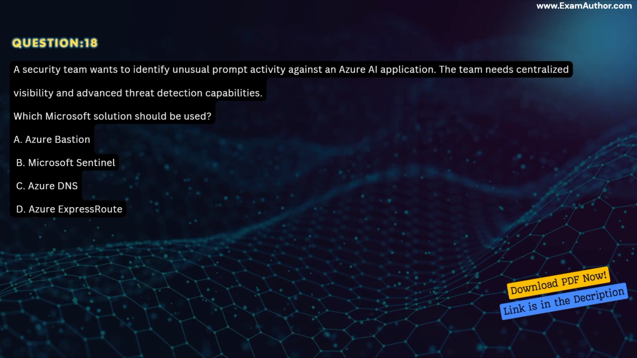Question 18. A security team wants to identify unusual prompt activity against an Azure AI application. The team needs centralized visibility and advanced threat detection capabilities. Which Microsoft solution should be used? A. Azure Bastion. B. Microsoft Sentinel. C. Azure DNS. D. Azure ExpressRoute.